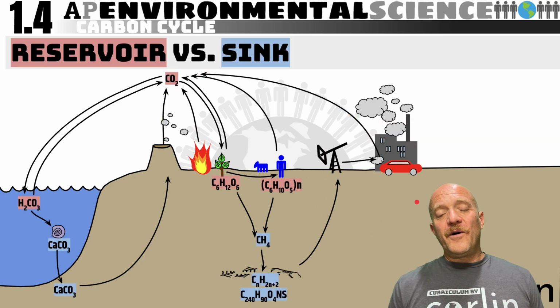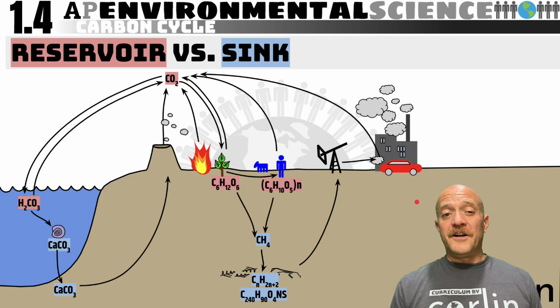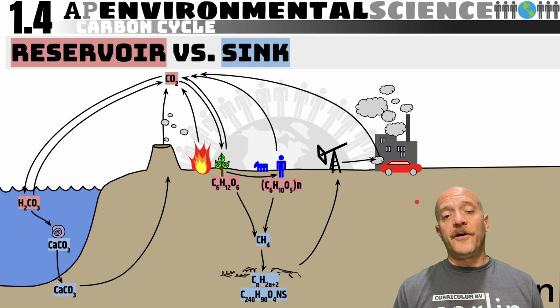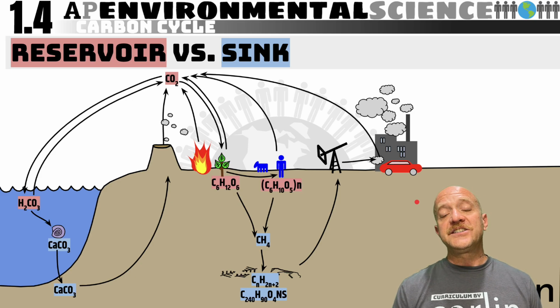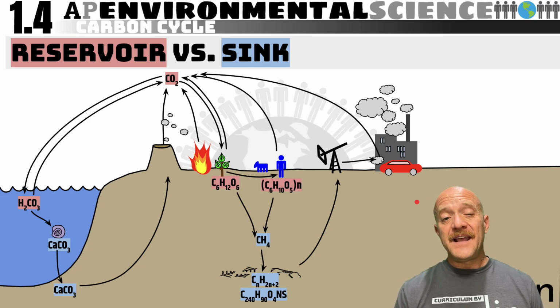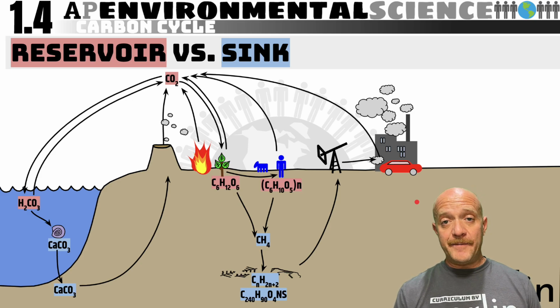Now, we want to talk about carbon reservoirs and carbon sinks. A carbon reservoir is carbon that is readily available for movement between different forms. A carbon sink locks away that carbon for many years. And we really are concerned about carbon sinks because those carbon sinks are keeping the carbon dioxide out of the atmosphere.